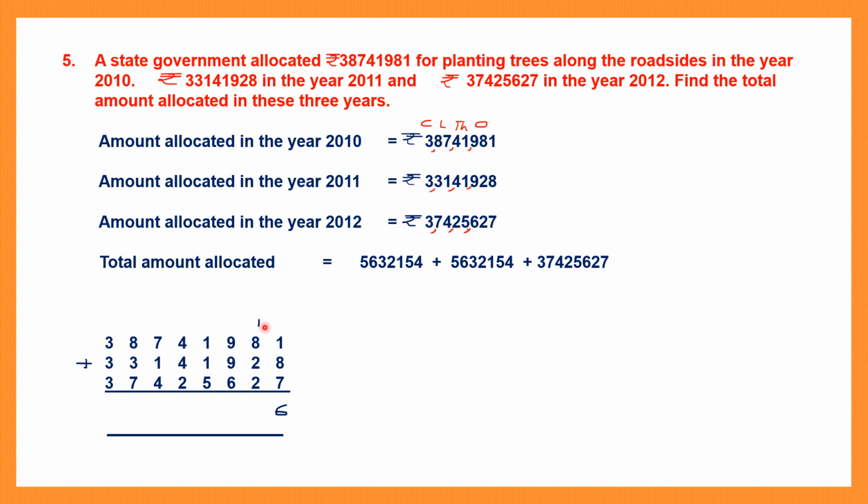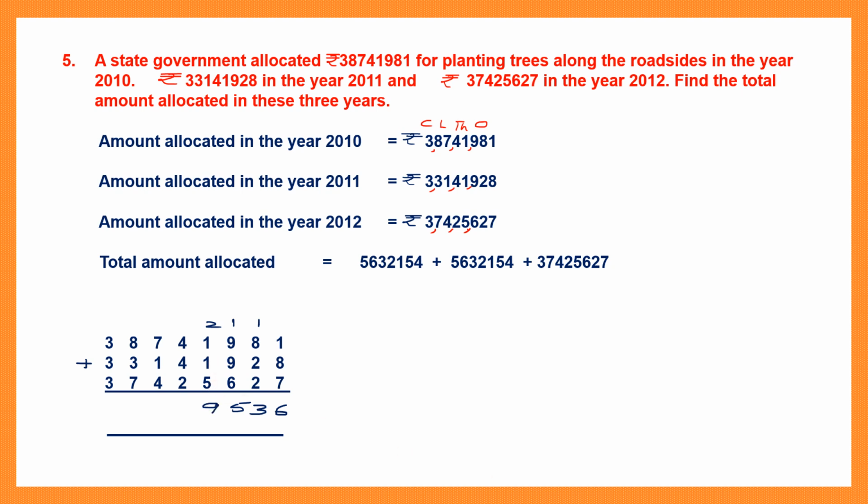10 plus 1 is 11. 11 plus 2 is 13. Carry 1. 9 plus 1 is 10. 10 plus 9 is 19. 19 plus 6 is 25. So put 5 here and carry 2. Here we have 2 plus 1 is 3. 3 plus 1 is 4. 4 plus 5 is 9.